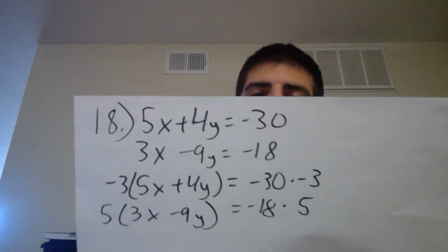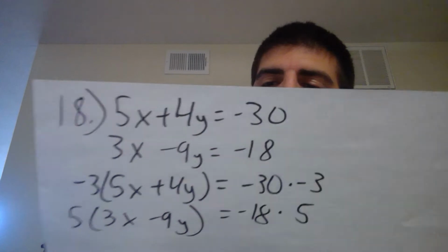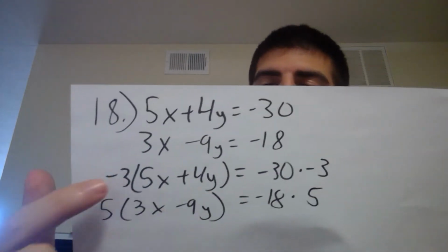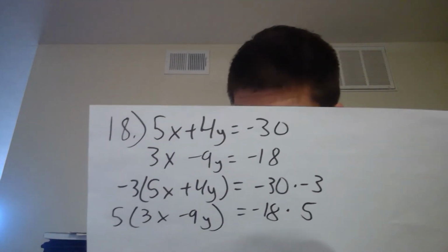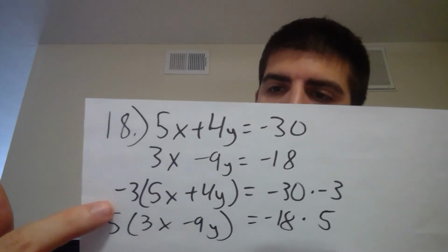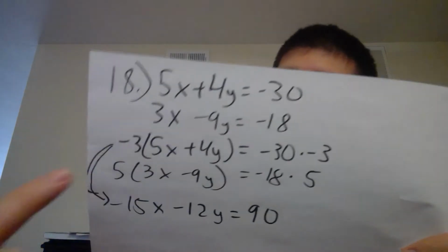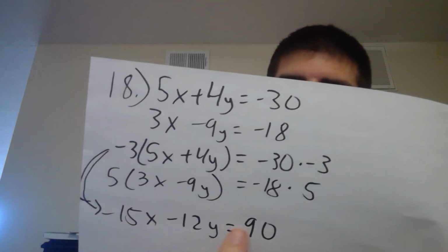All right. I multiply the top equation by negative 3 and the bottom equation by positive 5, because I want one of them to be negative and one of them to be positive. We use the distributive property. Negative 3 times 5x is negative 15x. Notice here, these problems are going to take a little while. Negative 3 times 4y is negative 12y. And negative 3 times negative 30 is 90. So this third line became that line via the distributive property.